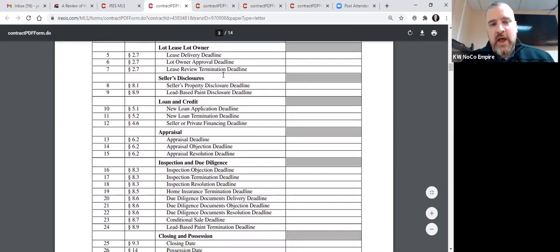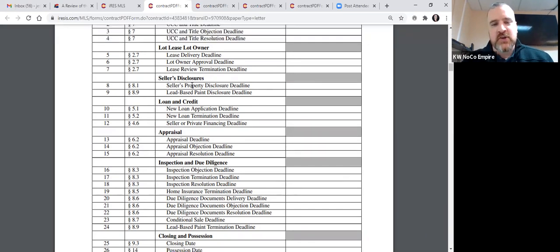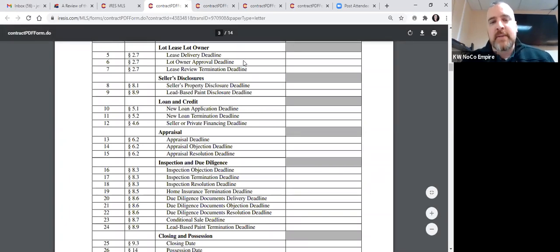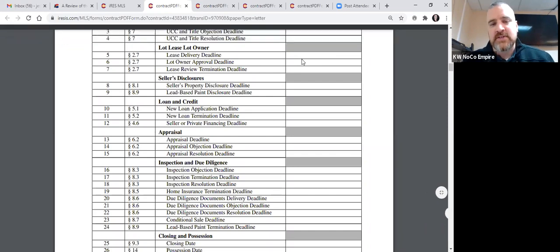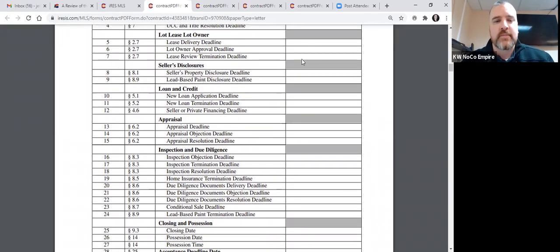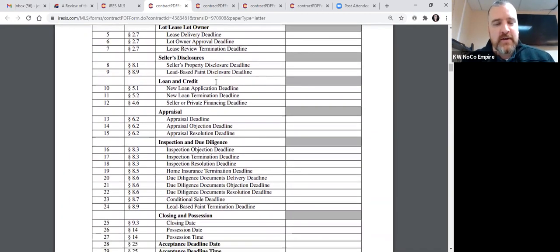These deadlines are all new. Lot lease and lot owner. So the lease delivery deadline, again, the seller is agreeing to provide that lot lease to the buyer. So when is that going to happen? We talked about the lot owner approval. When is that going to happen? And the lease review termination, how long does the buyer have to object to those things if either one of those are unsatisfactory?